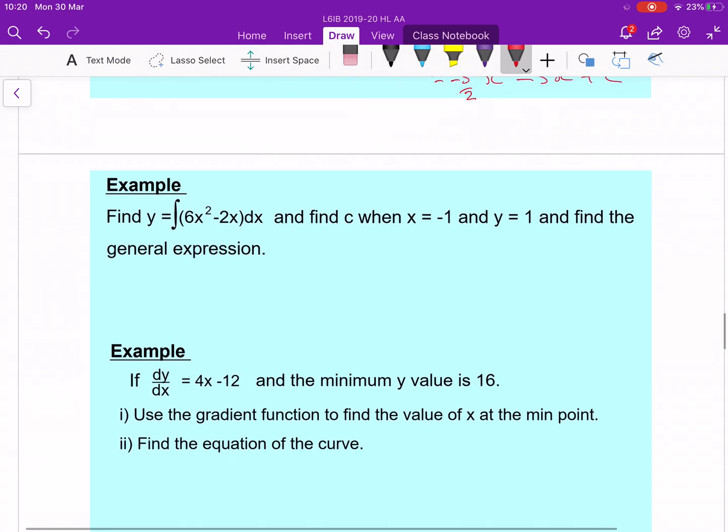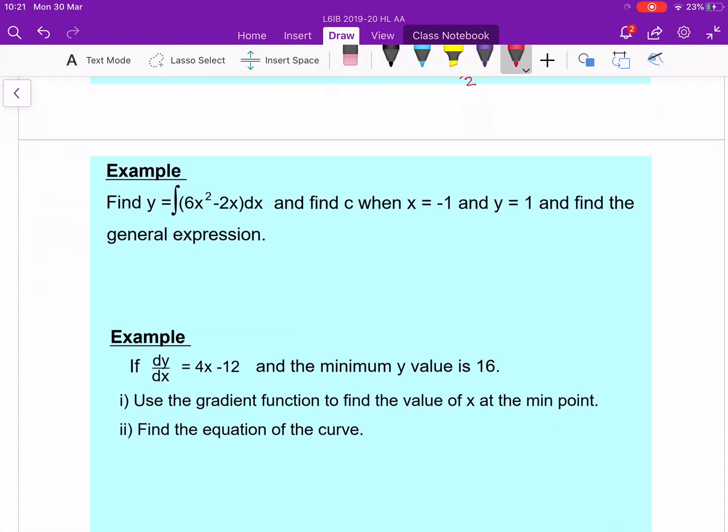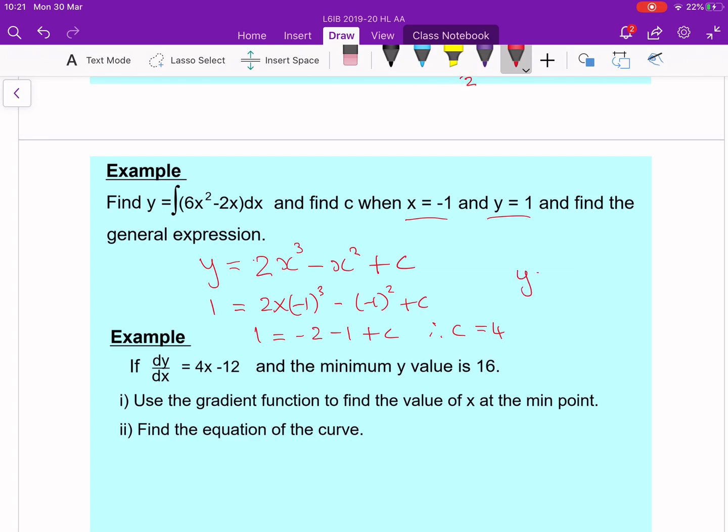Okay, and then last two examples. Find y, which is this integral here, and find c when x is minus 1, y is 1. So if we integrate, we're going to get 2x cubed minus x squared plus c. We're going to plug in those values. Therefore we get c equals 4, and so y equals 2x cubed minus x squared plus 4.